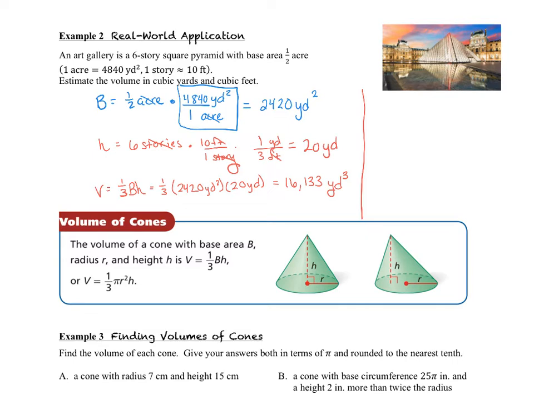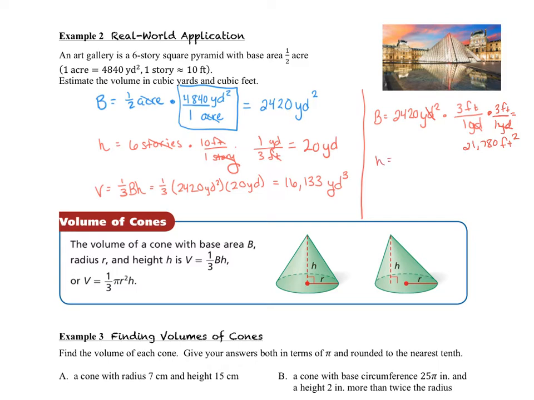Okay, now in terms of feet. If we start with the base, it was 2,420 yards squared, but I need that to be feet, so I'm going to multiply by a rule between yards and feet. There are 3 feet in 1 yard, and that only canceled 1 yard out of this yard squared, so I have to do that again, 3 feet over 1 yard. So now the yards squared cancel, and I end up with 21,780 feet squared, because feet times feet up top was feet squared.